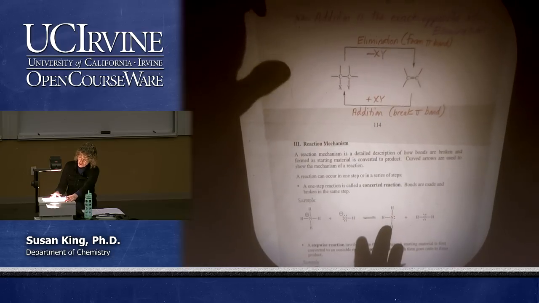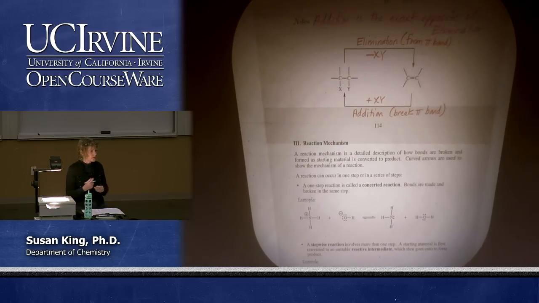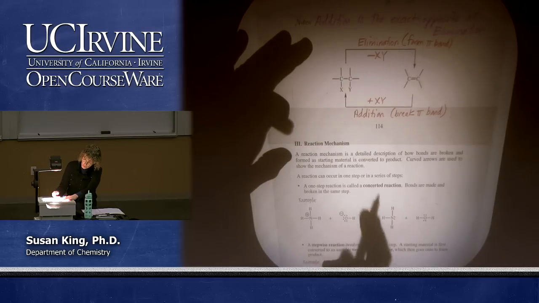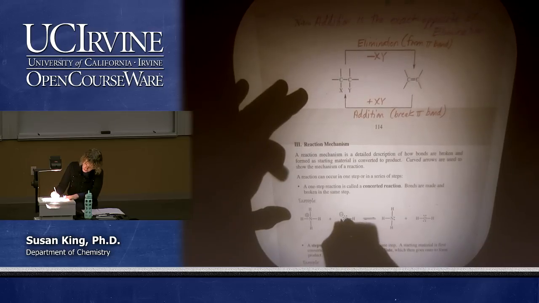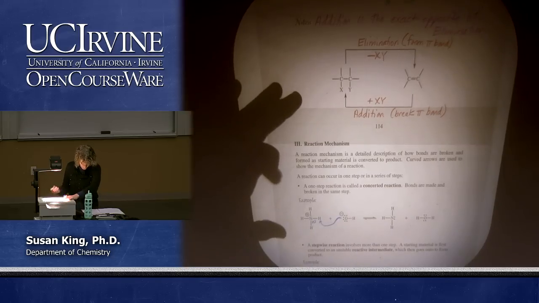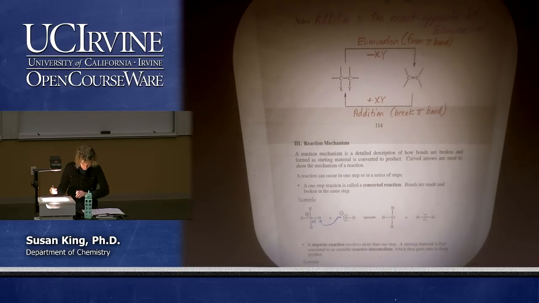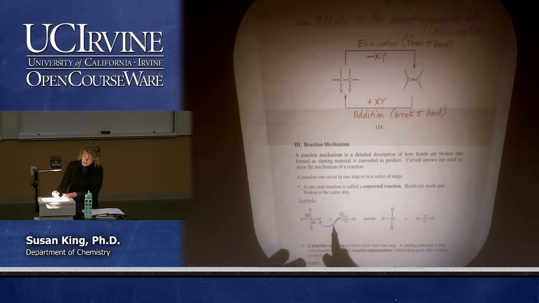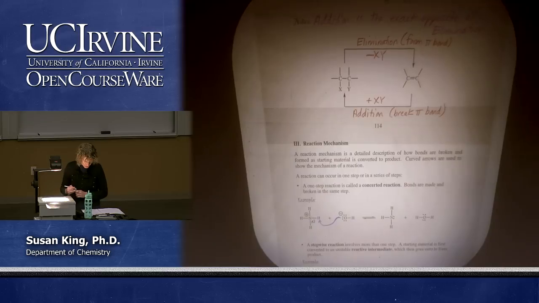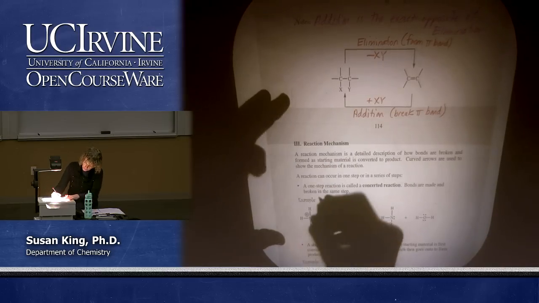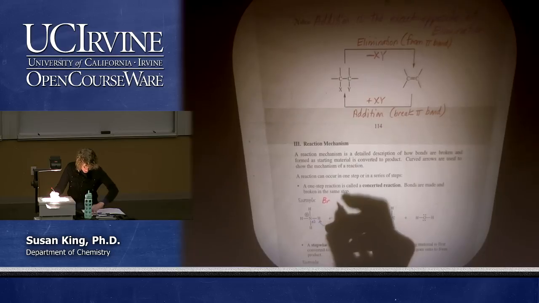So in the acid-base chapter, the acid-base reactions were one step. Sometimes we have more than one step. So a one-step reaction is called a concerted reaction. Bonds are made and broken in the same step. So the best example of that is, of course, the one we're already familiar with, and that's the acid-base reaction. And once we transfer that proton, the hydroxide picks up a proton and is water, and the ammonium ion converts to ammonia. And so this, of course, is our classic Bronsted acid-base reaction.